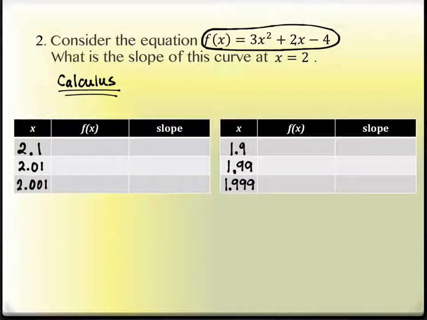Okay, so somebody tell me what you get when you plug in 2.1 into this equation. Promise it's not a trick question.